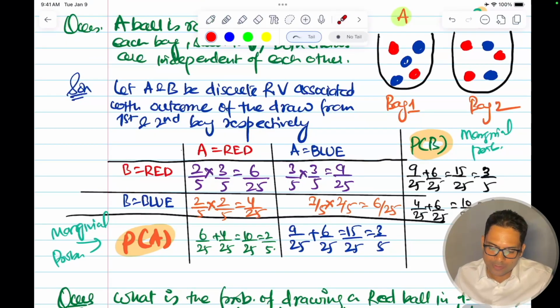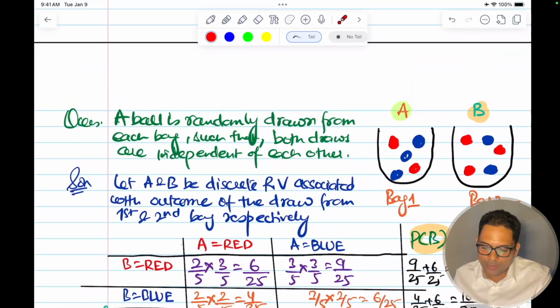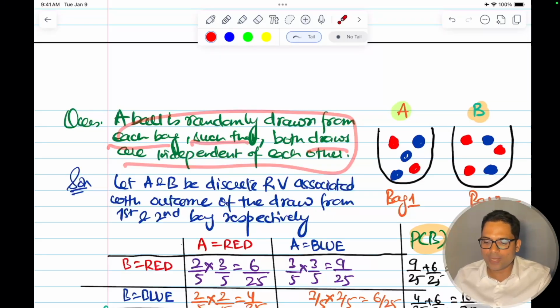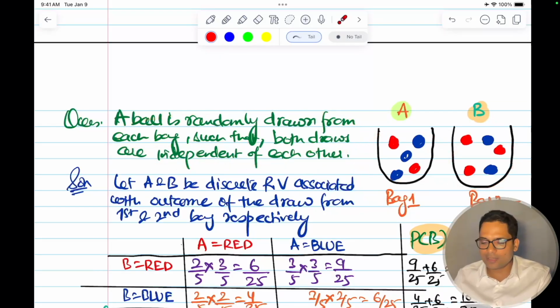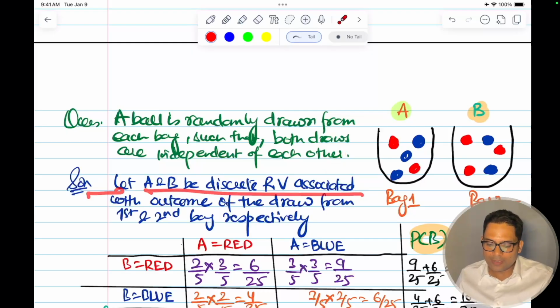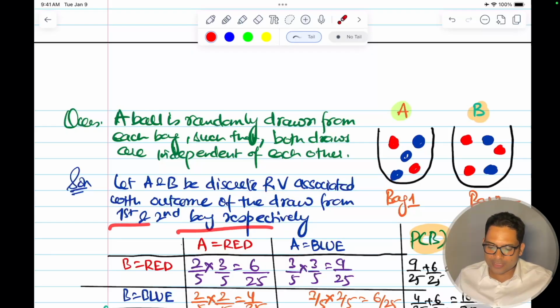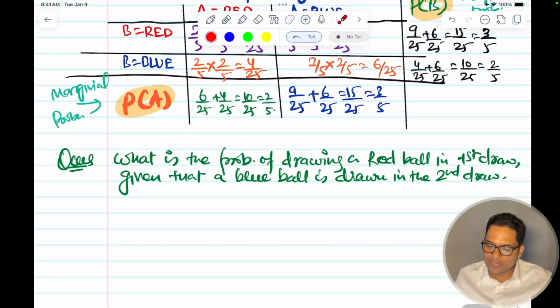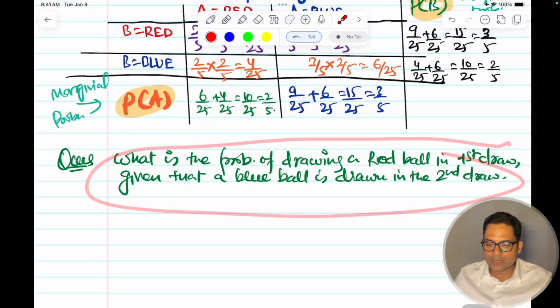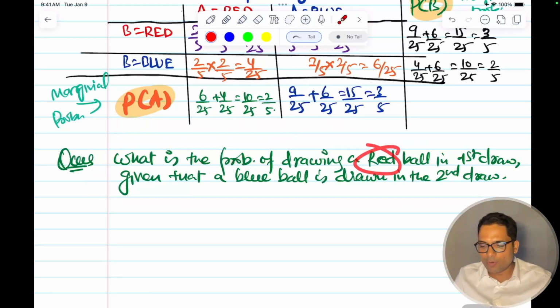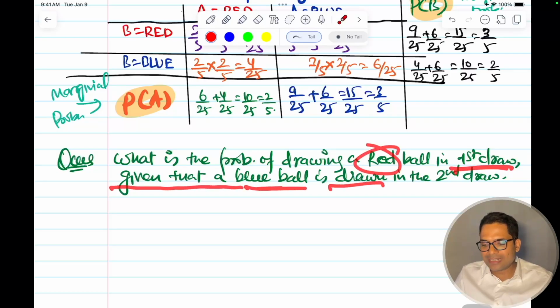What was the experiment? That a ball is randomly drawn from each bag such that both the draws are independent of each other. So there are two bags, A and B. Each one had 2 and 3 red and blue balls. And then what we have done, let A and B be discrete random variables associated with the outcome of the draw from first and second bags respectively. And now my question is, what is the probability? This is a conditional probability question: what is the probability of drawing a red ball in the first draw, given that a blue ball is drawn in the second draw?